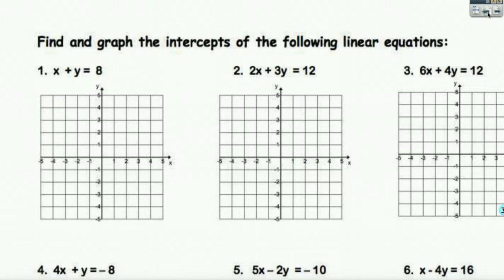On the right side of this page, we're going to find and graph the intercepts of the following linear equations. So on number 1, if we want to find our x-intercept, we're going to plug in 0 for our y, because remember, all x-intercepts are written as a number, 0. So to find our x-intercept, we're going to say x plus 0 equals 8. And so our x is going to be equal to 8.